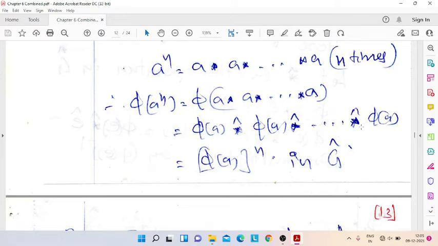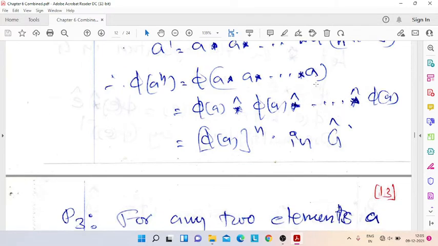How many times will it be there? How many phi a will be there? n phi a will be there, and therefore, taking all of them together, you can write phi a, the whole raised to n. And this element is in the second group.